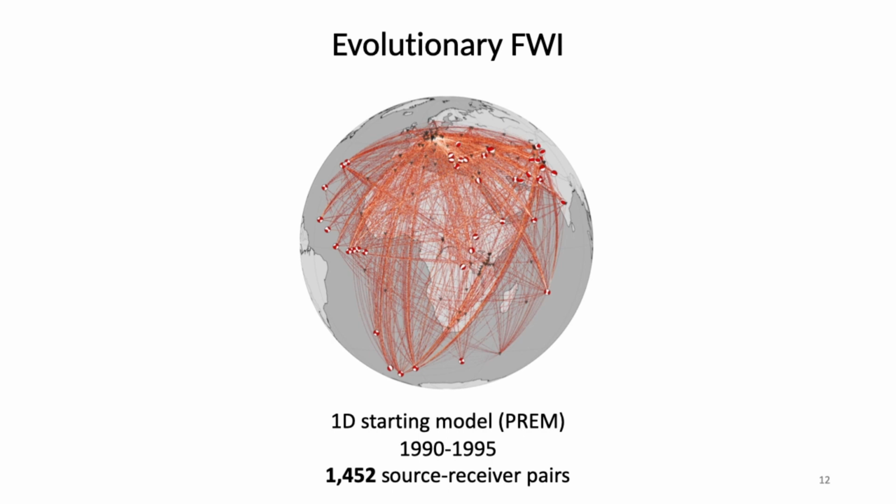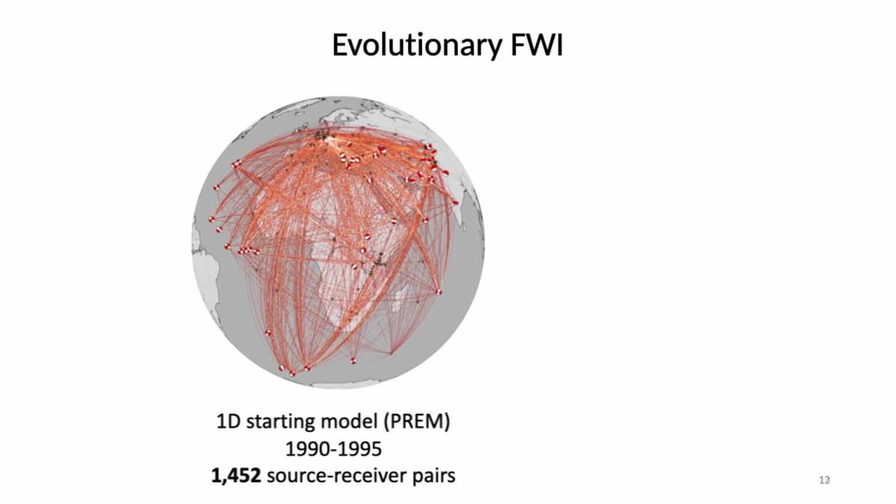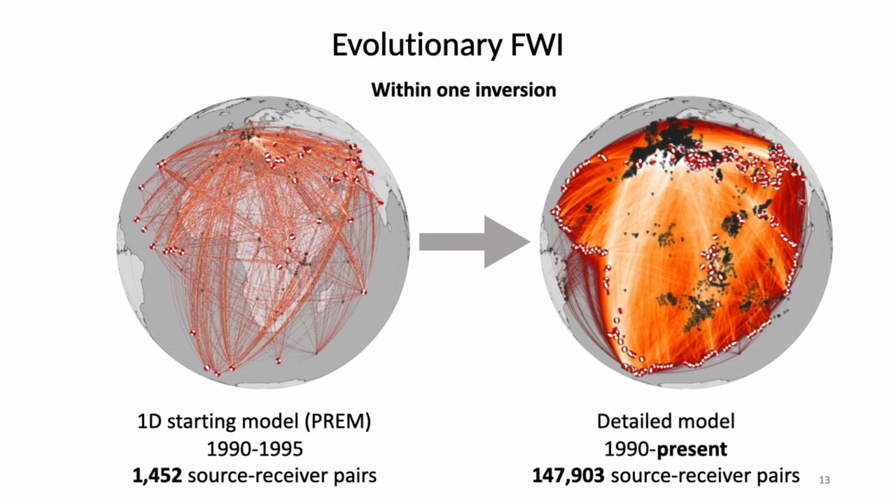These previous developments enable a mode of inversion that we refer to as evolutionary full waveform inversion. To illustrate how this works, we show an example where we start from a 1D Earth model and the limited dataset of roughly 1,500 source-receiver pairs that was recorded in the early 90s. With this small dataset, it would have been difficult to obtain a model that shows any meaningful features. Within a single inversion, we will gradually expand this dataset and converge to a more detailed model that is constrained by a much larger and contemporary dataset.